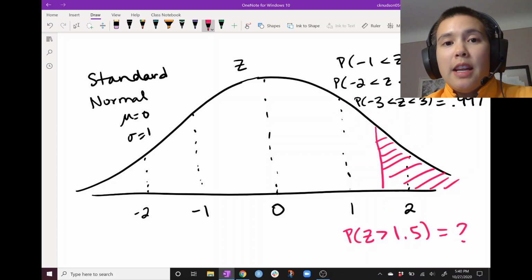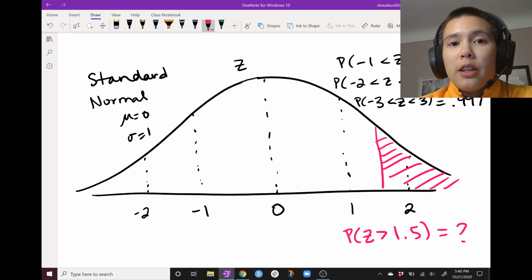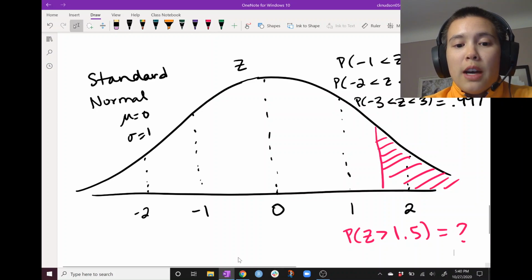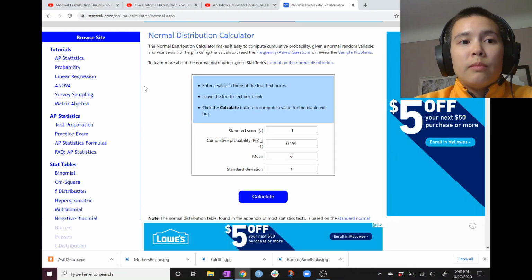So what we can do instead is use just a probability calculator. If you have a graphing calculator, you can use that. If you're familiar with R, you can use that. I'm going to show you how to use a really simple online tool. You don't need to do any downloads or anything. It's just a website. So let's find the probability that z is greater than 1.5. So we go to the online calculator, and give it the mean and standard deviation. The mean is 0 for standard normal, and the standard deviation is 1 for standard normal.